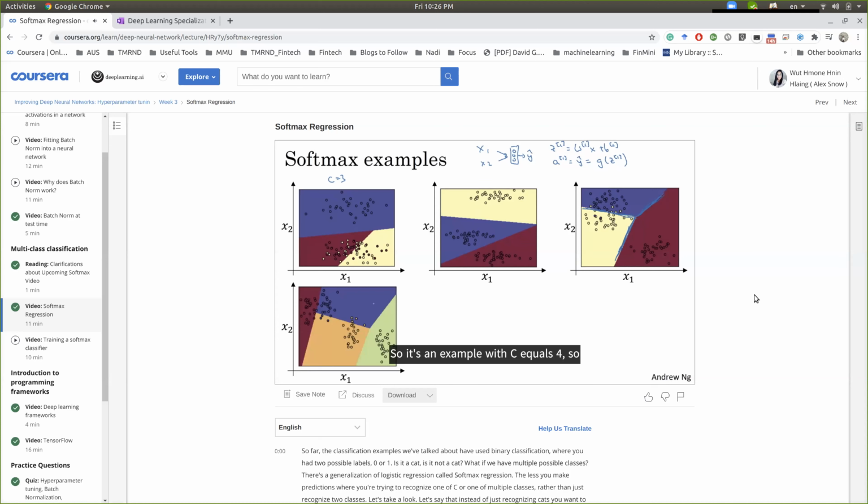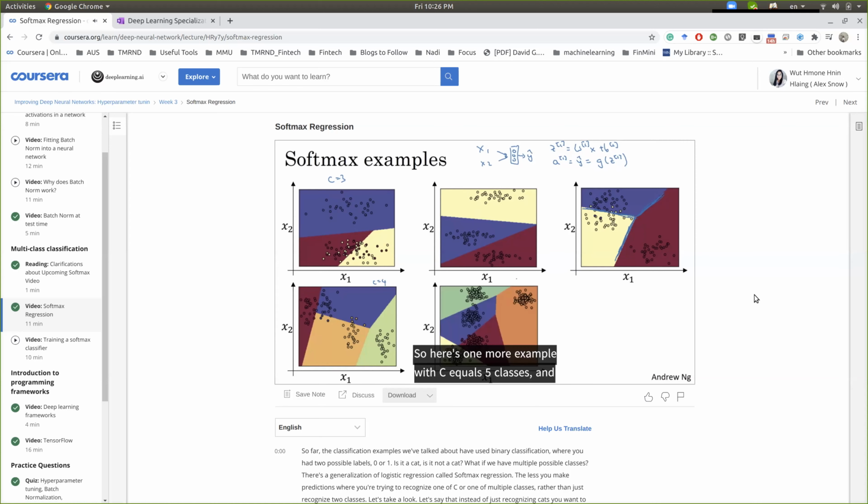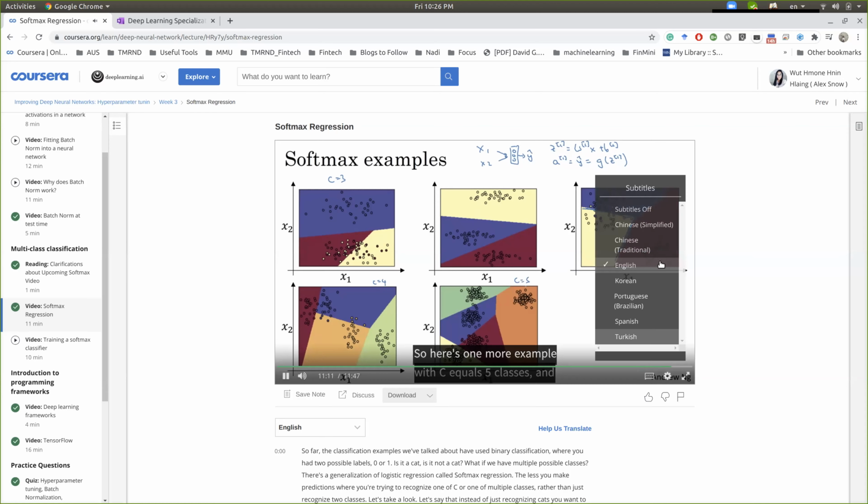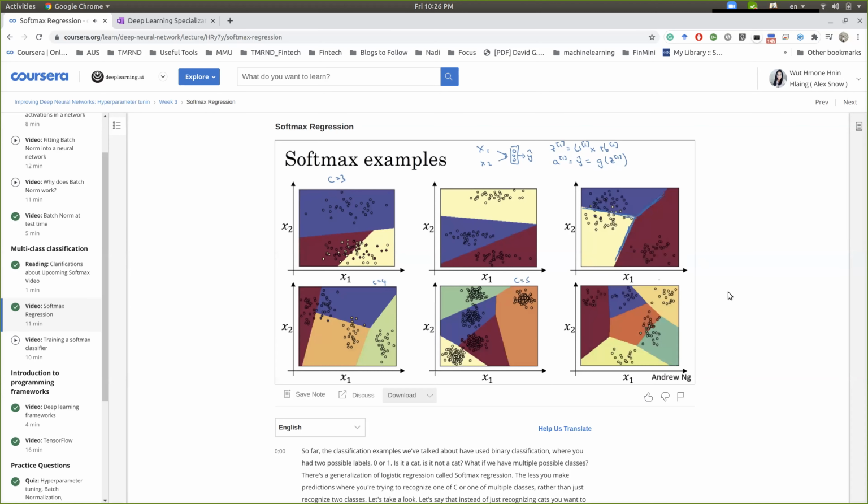So in this example with C equals 4, softmax can continue to represent these types of linear decision boundaries between multiple classes. Here's one more example with C equals 5 classes, and here's one last example with C equals 6. So this shows the type of things a softmax classifier can do when there is no hidden layer.